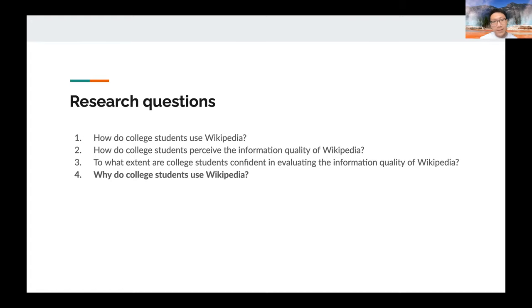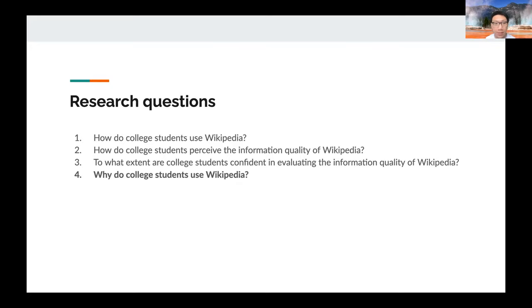So they did a survey study and it surveyed some students in one university in the US. And they have a bunch of survey questions, and some of the survey questions they labeled as exploratory questions, and they mainly focused on the descriptive statistics for those questions to answer the first three research questions here. So how do college students use Wikipedia? How do they perceive the information quality? And how do they think they can evaluate the information quality?